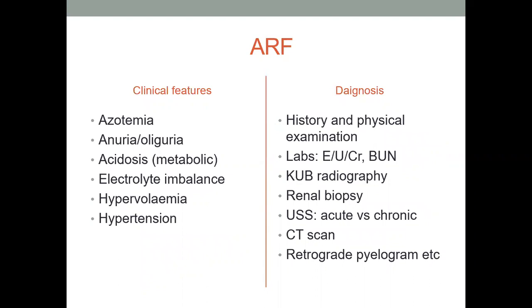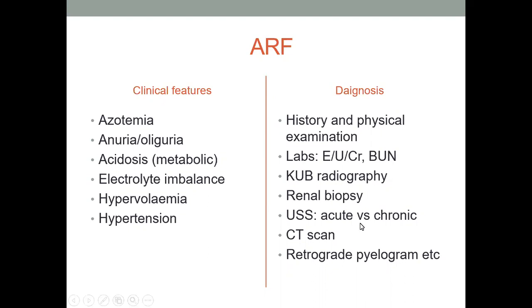So what are the clinical features of acute kidney injury or acute renal failure? We have azotemia, we have reduced urine production, can lead to metabolic acidosis, electrolyte imbalance with hyperkalemia, hypermagnesemia, hypophosphatemia, hyperkalemia leading the pack. You can have hypervolemia with fluid retention, and hypertension may also develop as a consequence.